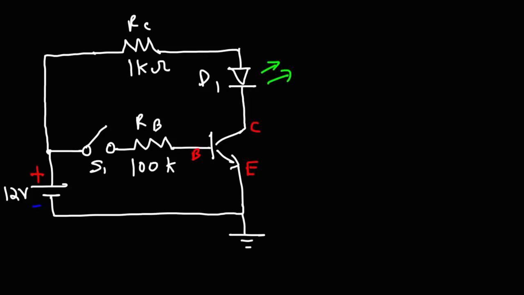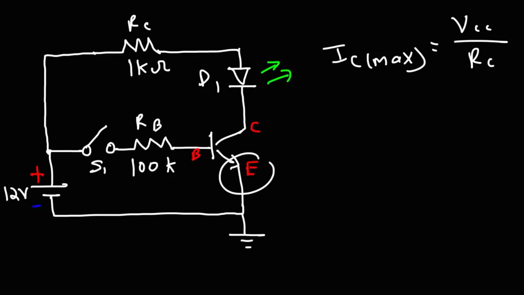Most light emitting diodes can handle about 20 to 30 milliamps of current. So a 1 kilo ohm resistor won't allow more than 12 milliamps of current flowing through D1. If you do 12 divided by 1,000, you get 0.012 amps or 12 milliamps. So that is the maximum IC current that we can get in this circuit. It's VCC divided by RC. If we had RE, we would add that as well, but we don't have that. This is also known as the saturation current.